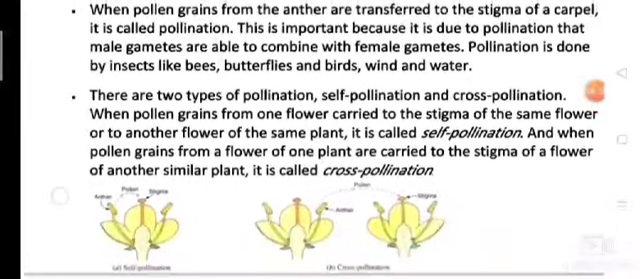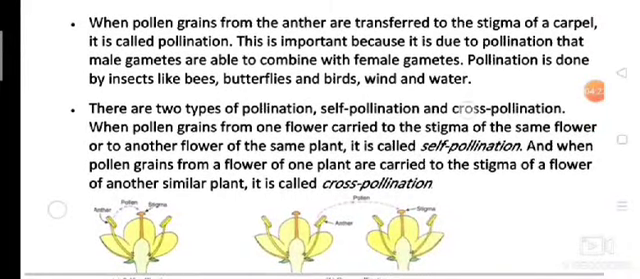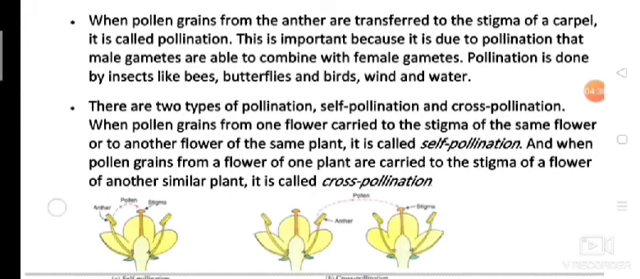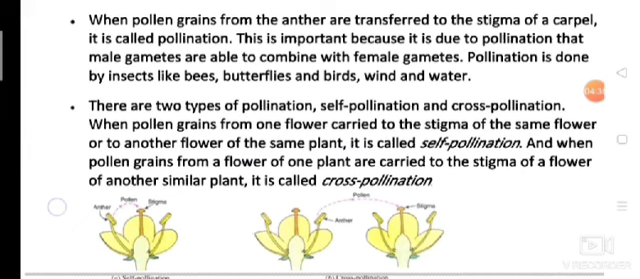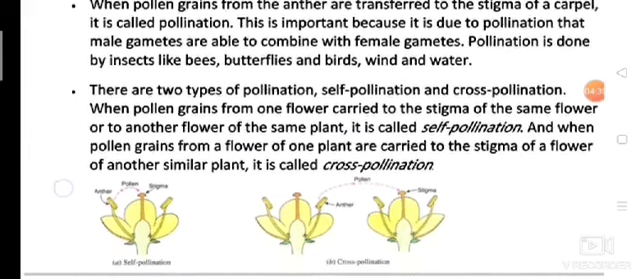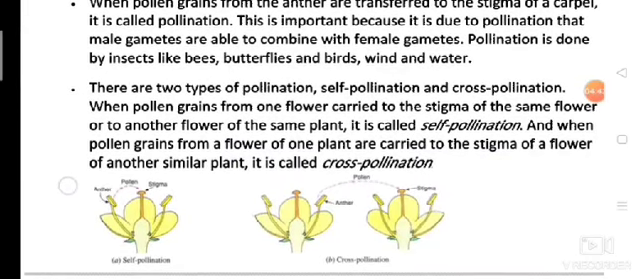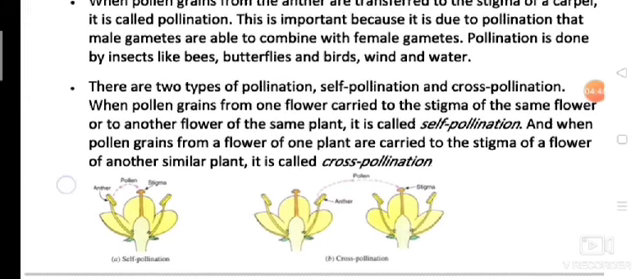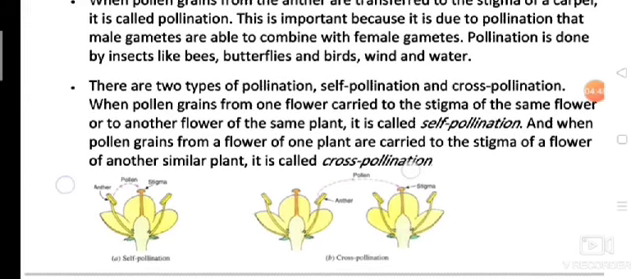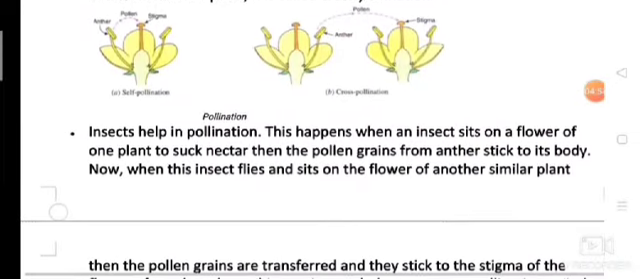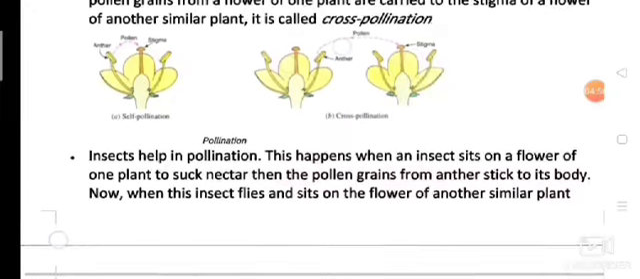There are two types of pollination: self-pollination and cross-pollination. When pollen grains from one flower are carried to the stigma of the same flower or to another flower of the same plant, it is called self-pollination. And when pollen grains from a flower of one plant are carried to the stigma of a flower of another similar plant, it is called cross-pollination. See the picture: self-pollination, the same plant; cross-pollination is interchanging of the pollen grains.